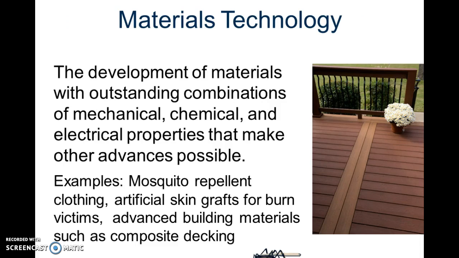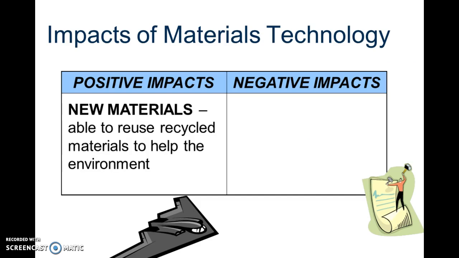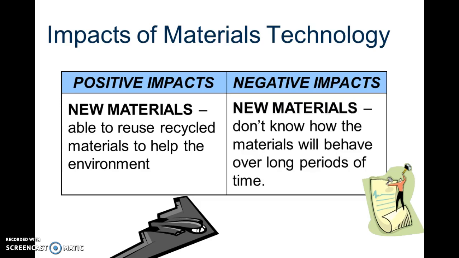Materials technology is the development of materials with outstanding combinations of mechanical, chemical, and electrical properties that make other advances possible. Some examples are mosquito repellent clothing, artificial skin grafts for burn victims, and advanced building materials such as composite decking. These materials do not rot. The positives are we are able to reuse recycled materials to help the environment. The negatives are new materials: we don't know how the materials will behave over long periods of time.